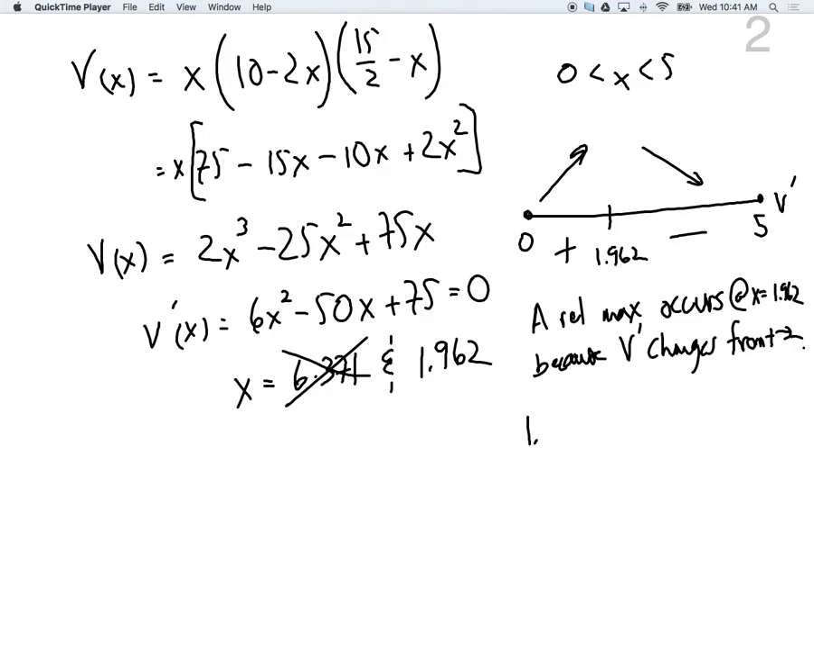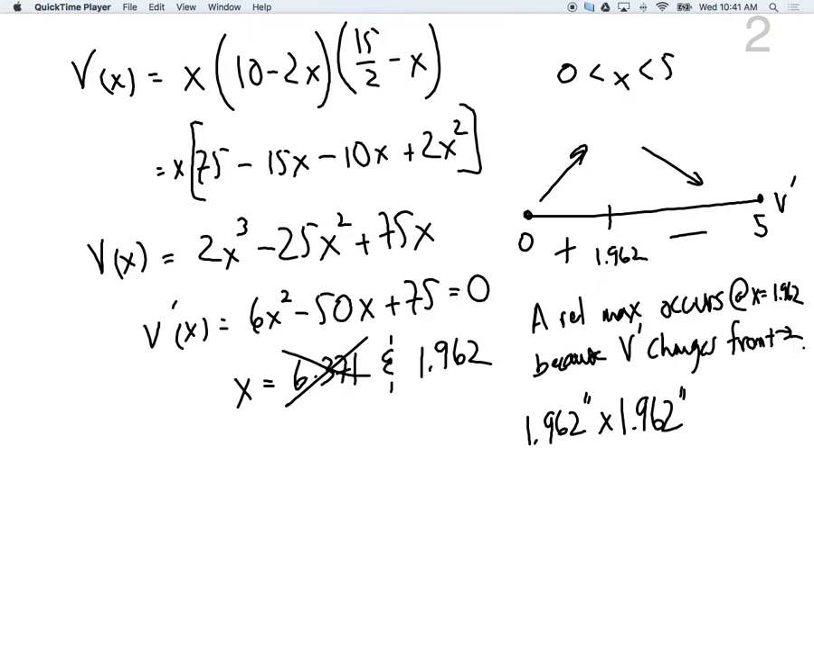So our answer would be 1.962 inches by 1.962 inches. And we're done. So you do have to use the calculus in the first derivative test to verify that that is in fact a maximum.